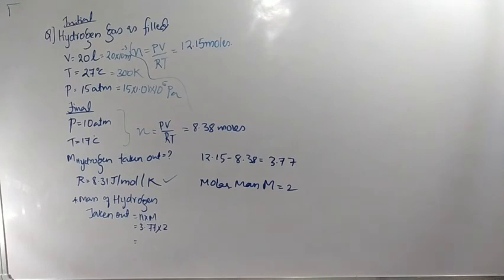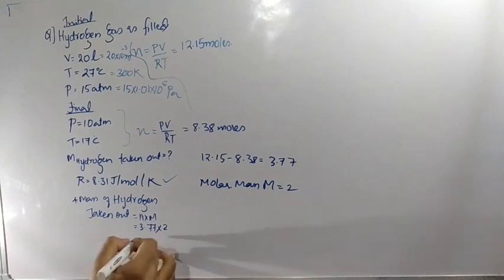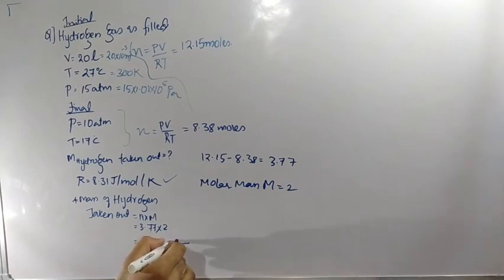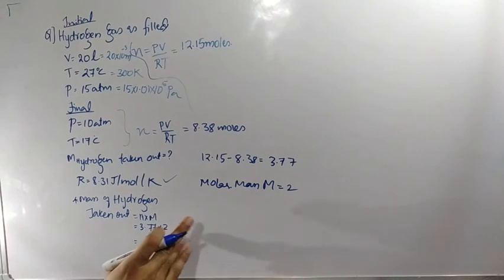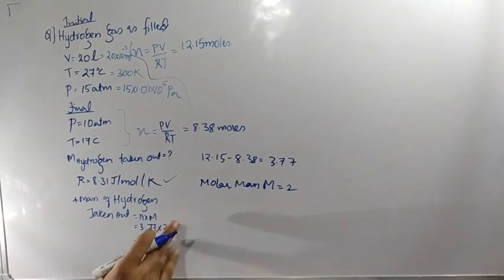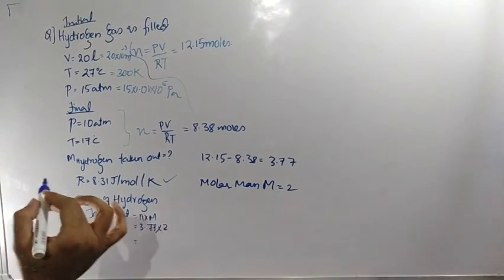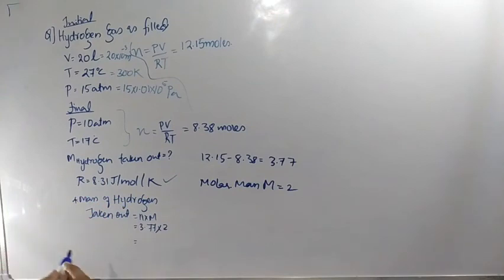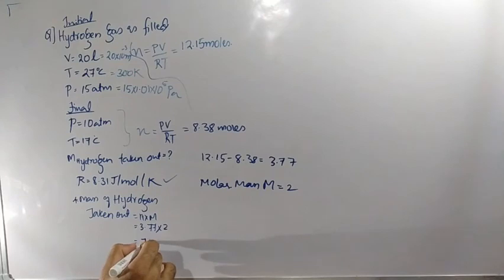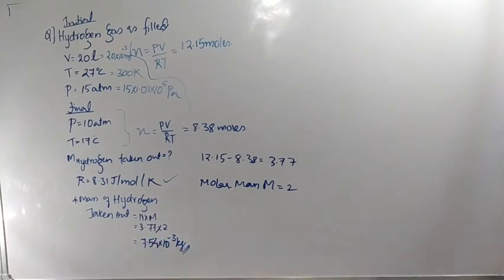Clear? 7.54 into 10 to the power of minus 3 kg. Whatever you are calculating here, you are going to get it in grams. You have to convert that gram into kg, because in SI unit we have kg only. So this value will turn out to be 7.54 into 10 to the power of minus 3 kg. Clear?